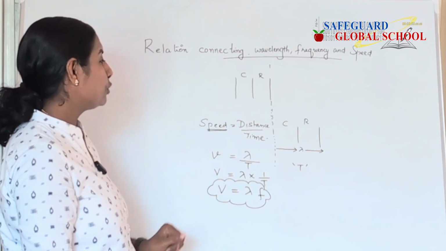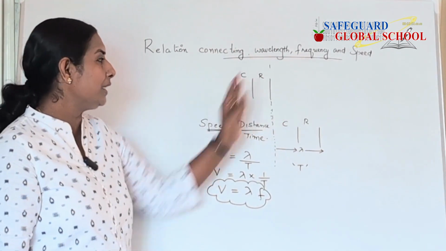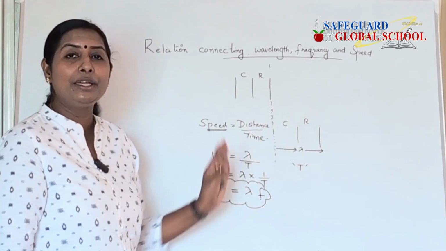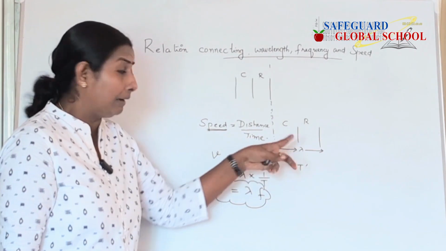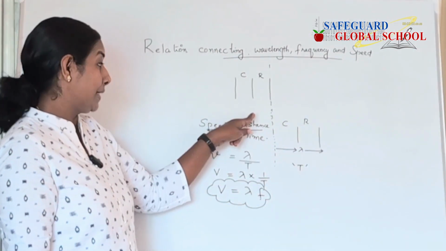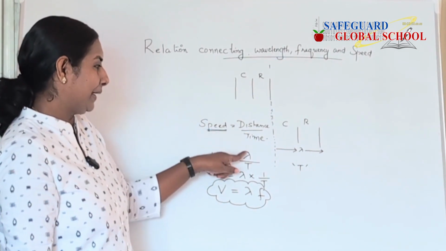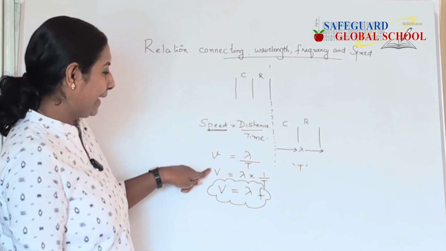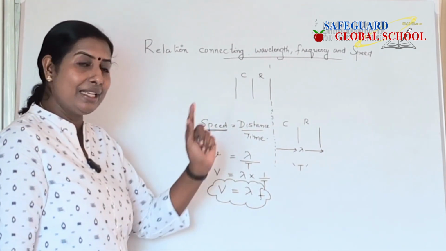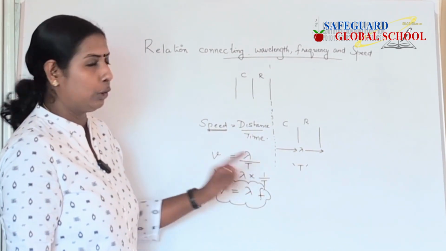So once again children, we consider the compression and rarefaction crossing a point. The distance travelled by the compression and rarefaction while crossing a point is the wavelength lambda, and the time required for it is t. Speed is equal to distance by time. So speed is v, distance is lambda and time is t. So we get v is equal to lambda into 1 by t, and 1 by t is frequency. So speed is equal to wavelength into frequency.